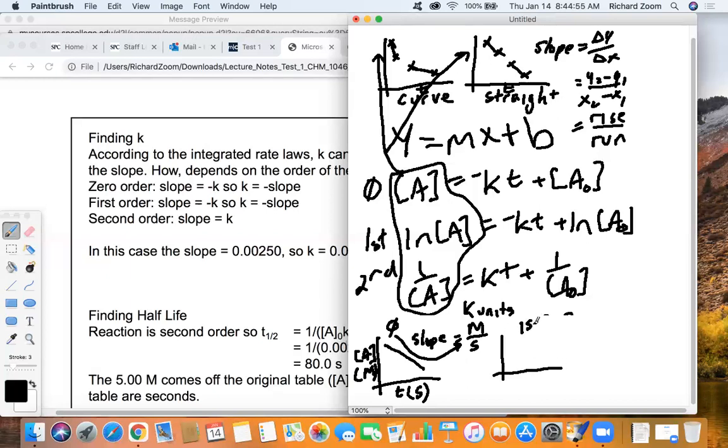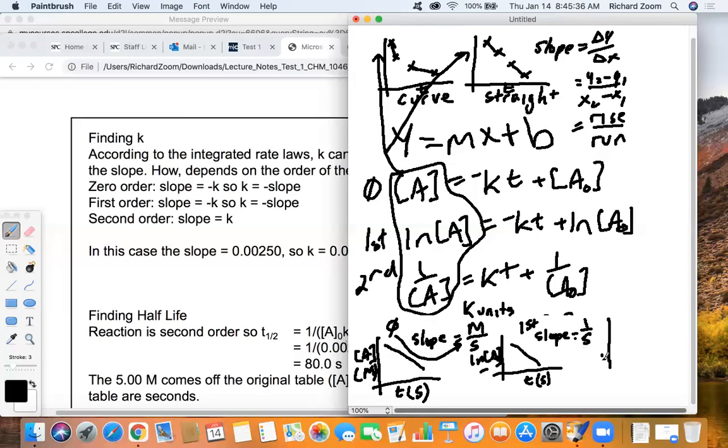For first order, we've got natural log of A, and because natural log of anything is dimensionless, doesn't have a unit, then I can't have a unit for the y-axis. And on the x-axis, I'll still have time. And again, the slope would be 1 over s. The 1 is because I can't have a unit from a natural log.